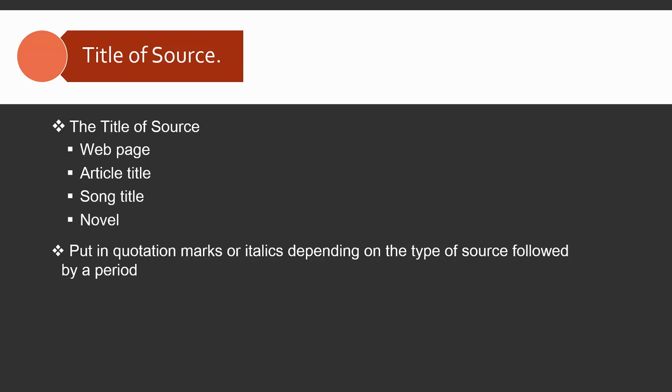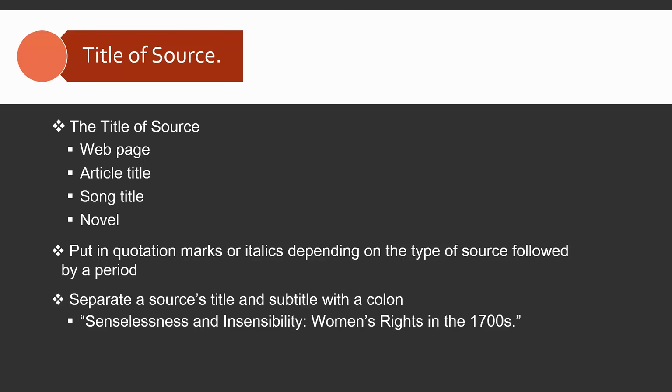For example, if the source is a novel that is analyzed in a literary analysis, then the novel will be italicized. In addition, if the source has a title and a subtitle, separate them with a colon. In this example, Senselessness and Insensibility is the title, and Women's Rights in the 1700s is the subtitle, so a colon is placed between them.